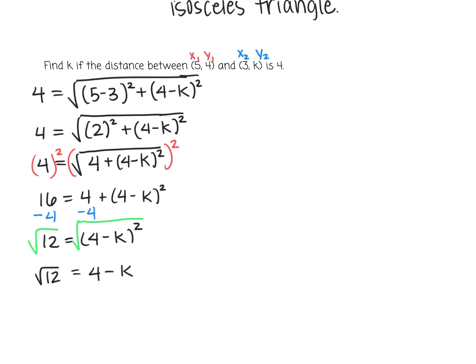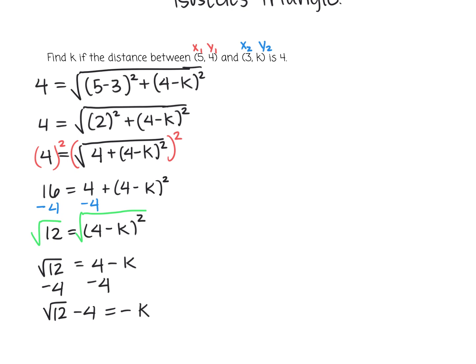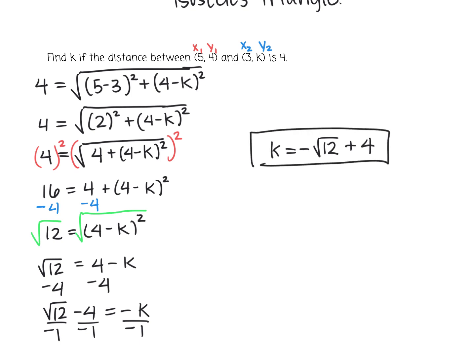Now I want to start getting k by itself, so I'm going to subtract 4. So we'll have the square root of 12 minus 4 equals negative k. And then my last step is going to be to divide through by negative 1. So we get that k equals negative square root 12 plus 4. So k is not a nice number, it is a decimal. And negative square root 12 plus 4 is about 0.54. So not a nice decimal or a nice number.